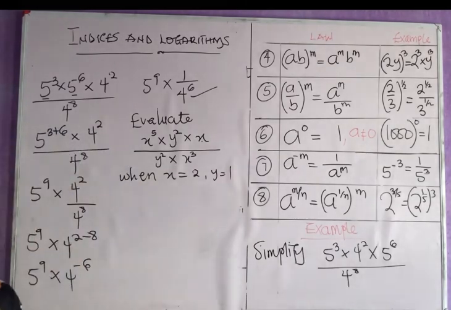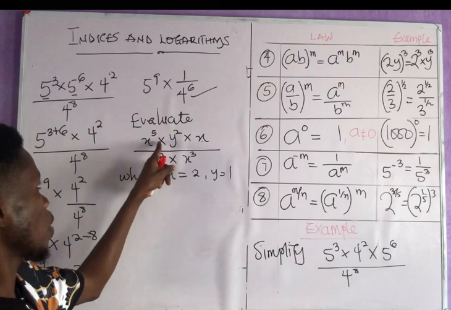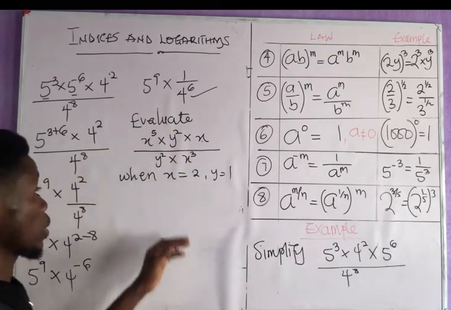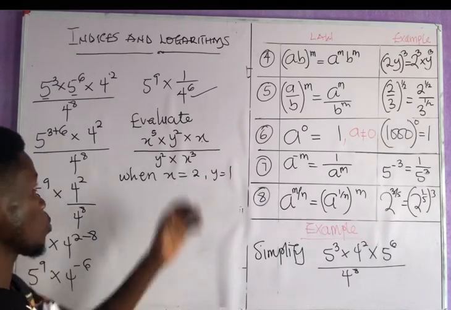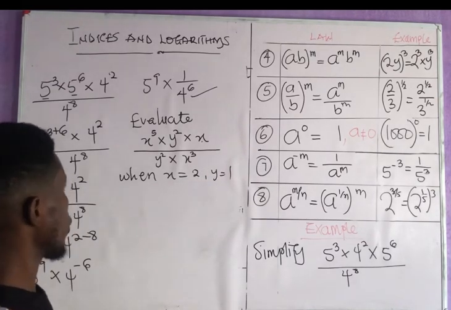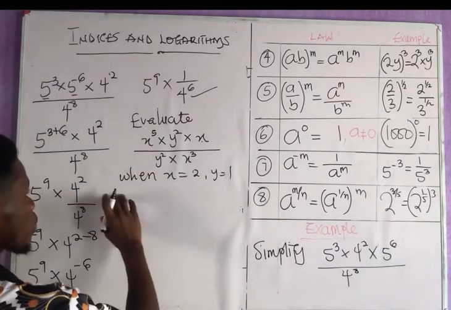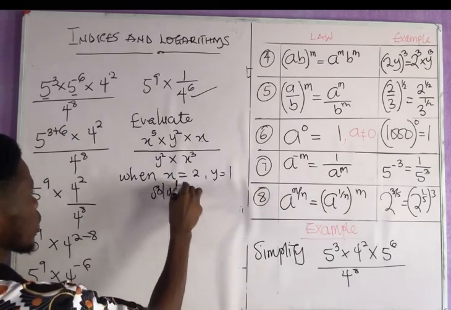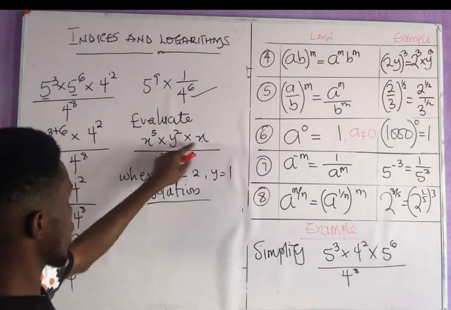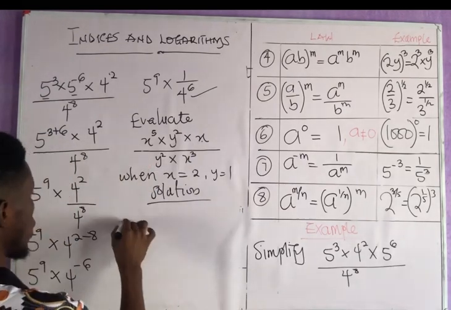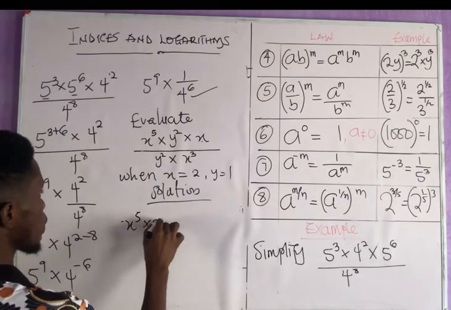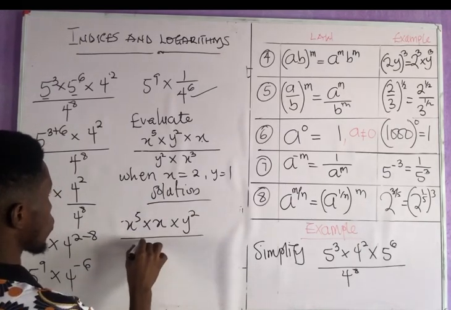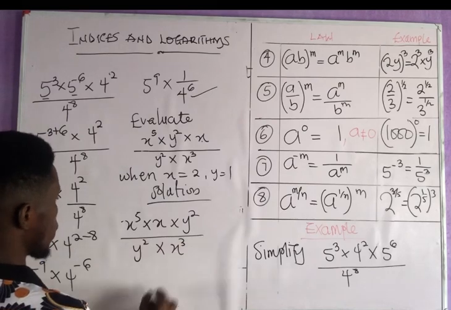Alright, so the question is saying, evaluate x to the power 5 times this times that, all over that. So what you're going to do is that after simplifying, you just substitute the value into it. That's all. Very simple. So first, you have to be able to identify this and that. You see, they are the same. So x to the power 5 times x times y to the power 2, all divided by y squared times x cubed.